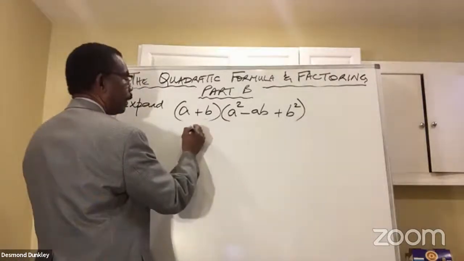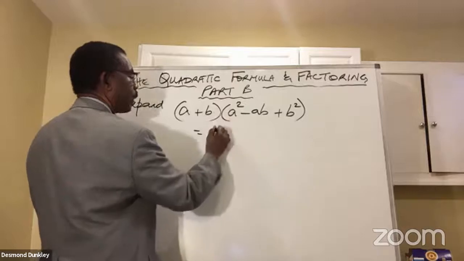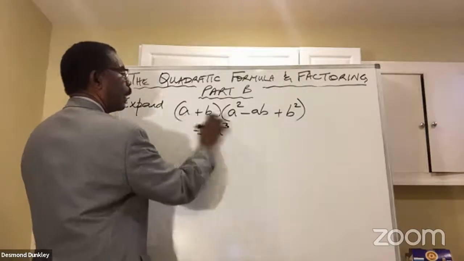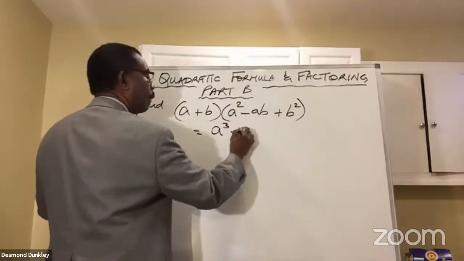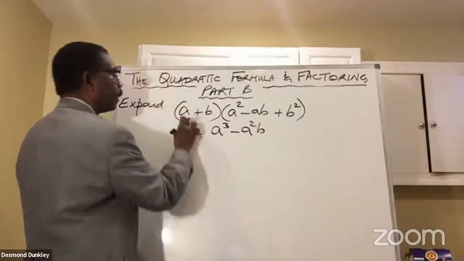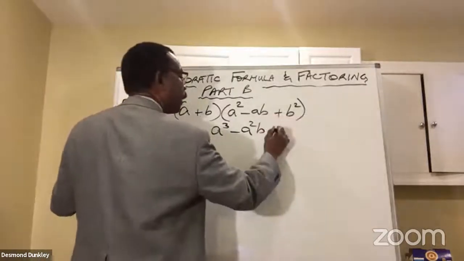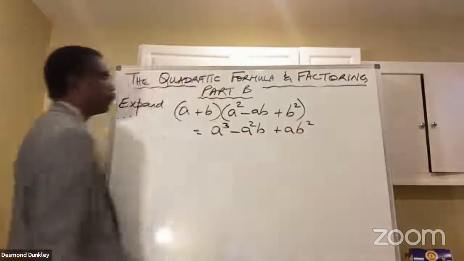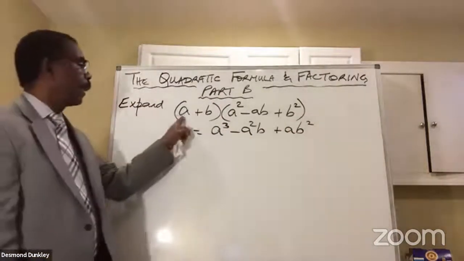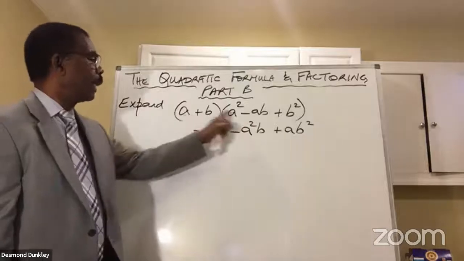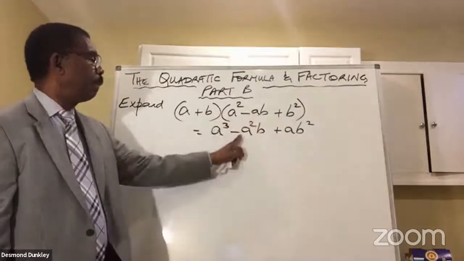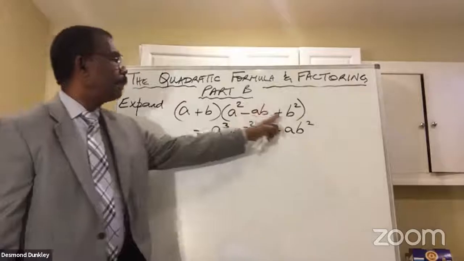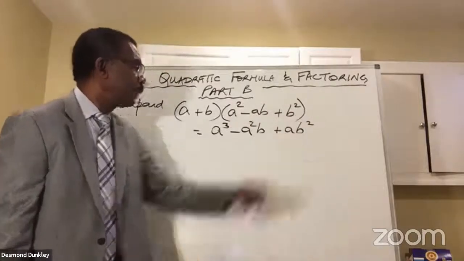Well, it's equal to a times a squared, a cubed. A times minus ab is minus a squared b. A times b squared is plus ab squared. Let me double check. A times a squared, a cubed. A times minus ab, minus a squared b. A times positive b squared is positive ab squared.